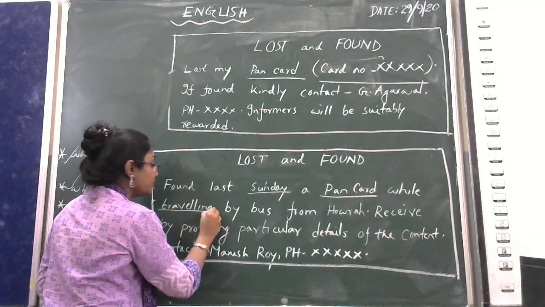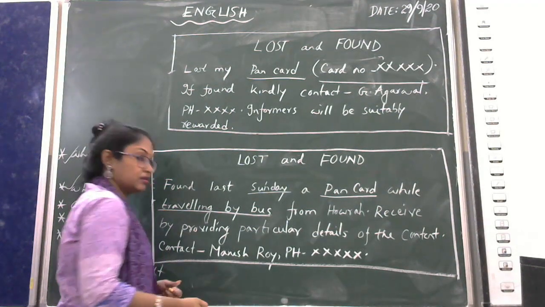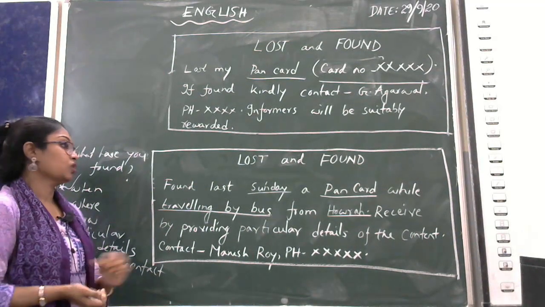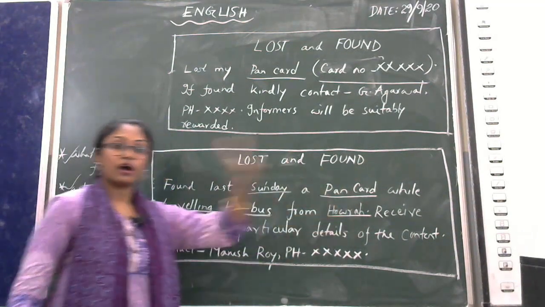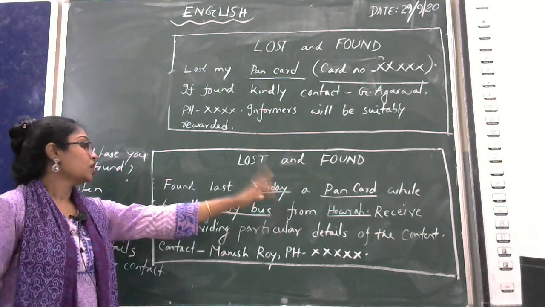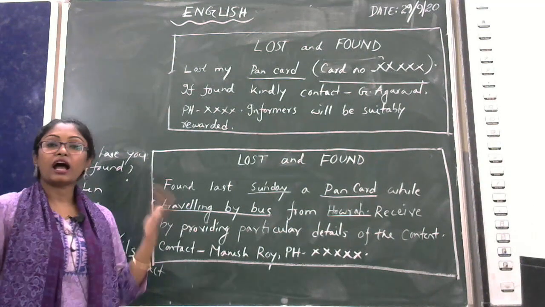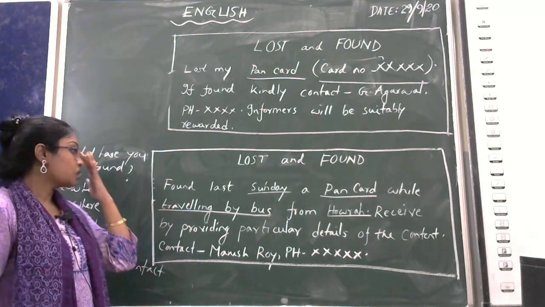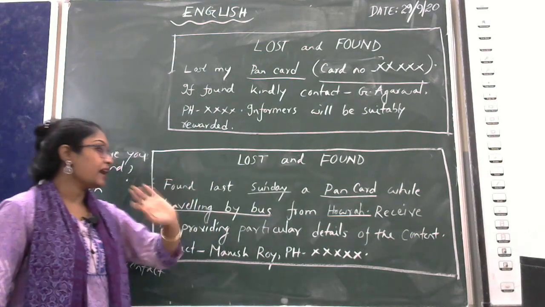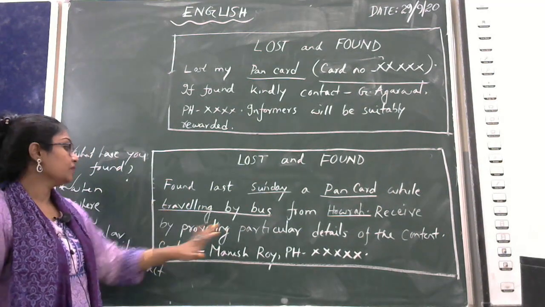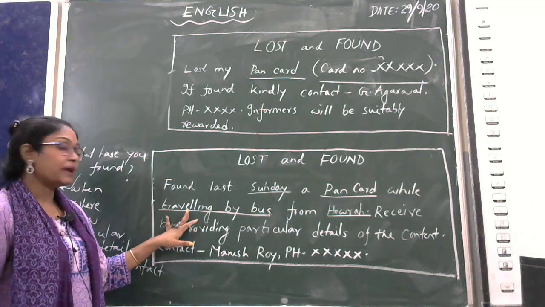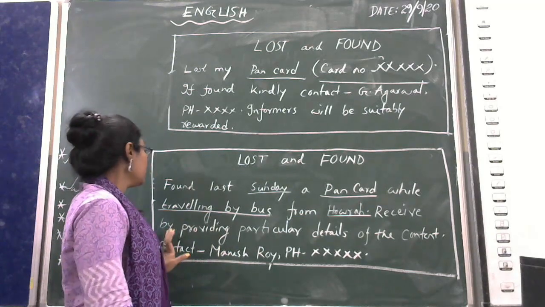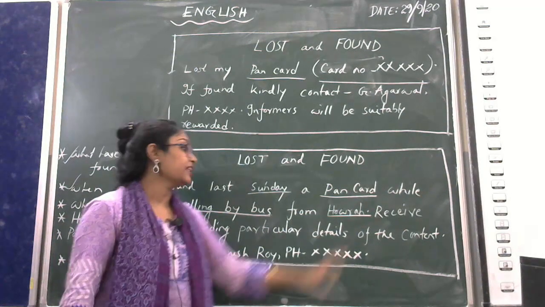While traveling by bus, and the place is. So, where did you find it? How did you find it? You have found it when you are traveling in the bus. So, you have found the PAN card last Sunday. How? While traveling by bus. Receive by providing particular details of the content.